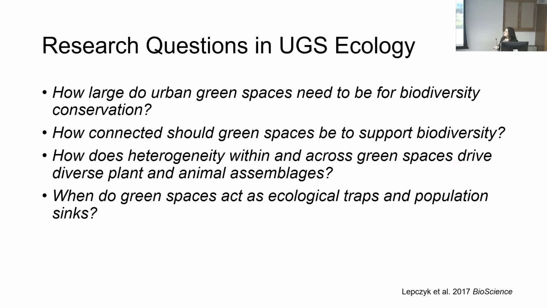So we've asked some research questions about both management and ecology. These are things we really don't know, and we really need to know because they have direct applications to the planning and design of cities for nature in cities and also for people's health and well-being. How large do urban green spaces need to be? How connected do they need to be? We know more about animal connectivity in cities than we know about plant connectivity in cities. How does heterogeneity within and across green spaces support or drive assemblages? And this is a really important question: when do green spaces act as ecological traps or population sinks?